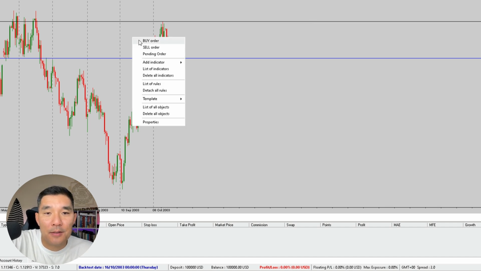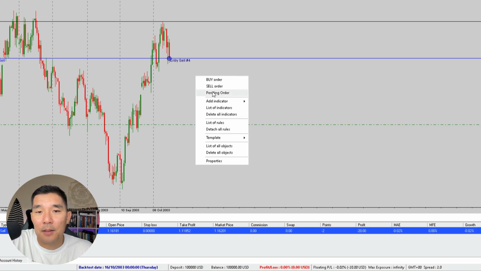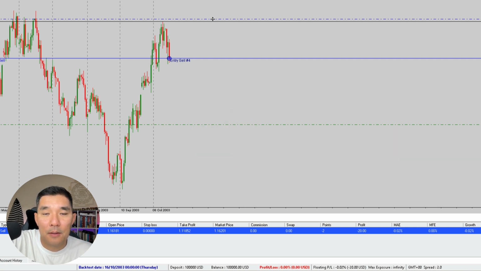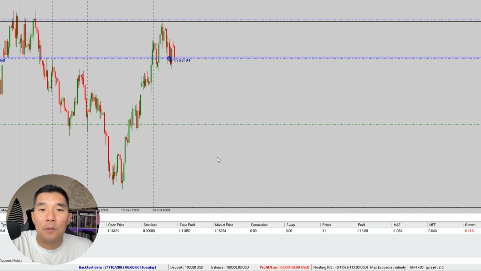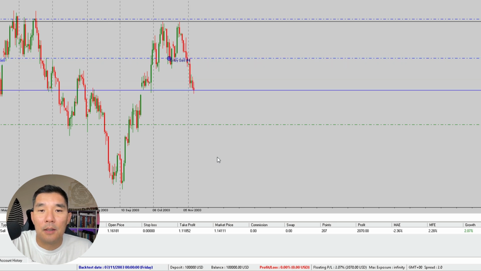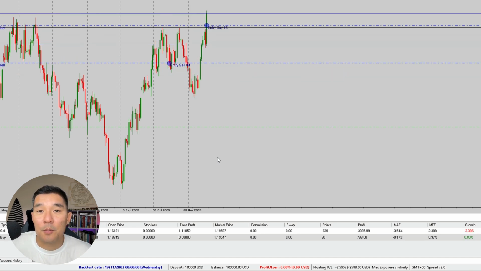So I'm going to take the sell here. I'm going to put the profit target down there, and then I'm going to sell. And then I'm going to put in a pending order for a buy stop above this here. And let's see how this plays out. So now I'm going to move this forward. And initially, the first hedge will be hit, right?